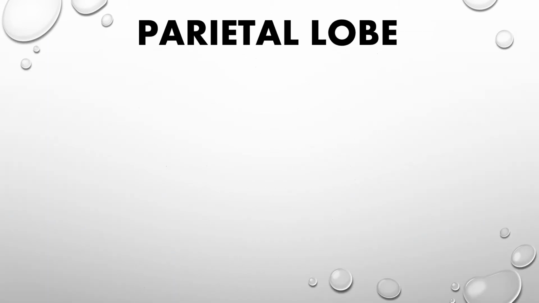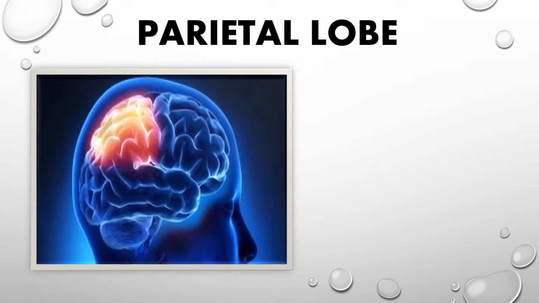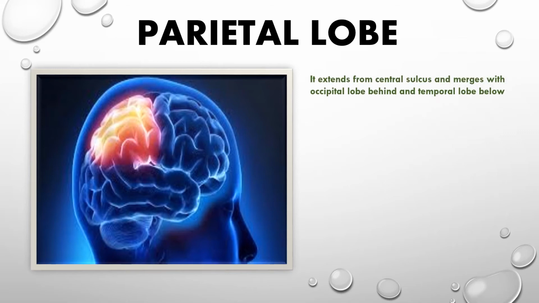Next one is the parietal lobe. The parietal lobe is present centrally, behind the frontal lobes and above the occipital and temporal lobes. The parietal lobe is also present on both hemispheres. It extends from the central sulcus.